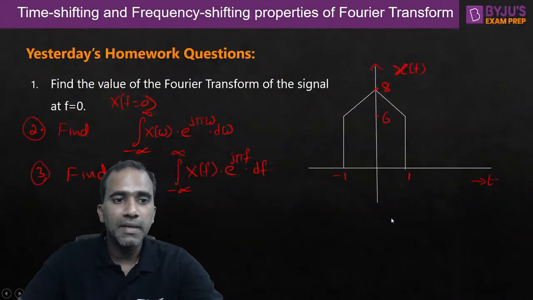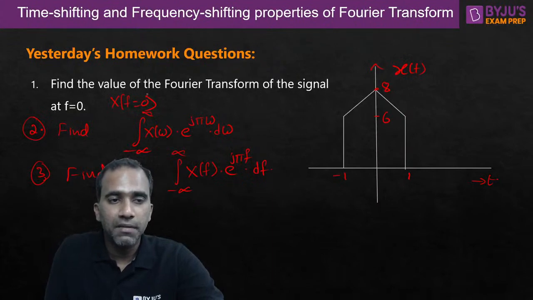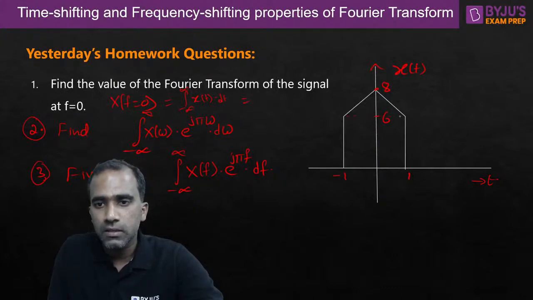So first let me give you the answers for yesterday's homework. This is the question I've given. So x of t, a time domain signal, I've given. The value of the Fourier transform of the signal at f equal to 0, how do you find it? This is nothing but the area of x of t. Just find the area of x of t. So what is the area? Width is 2 units and height is 6 units, 2 into 6.